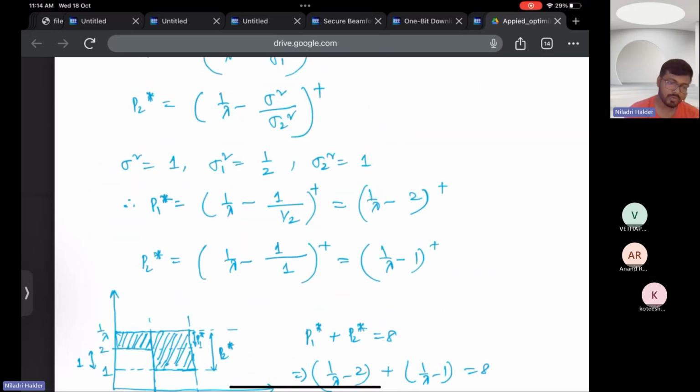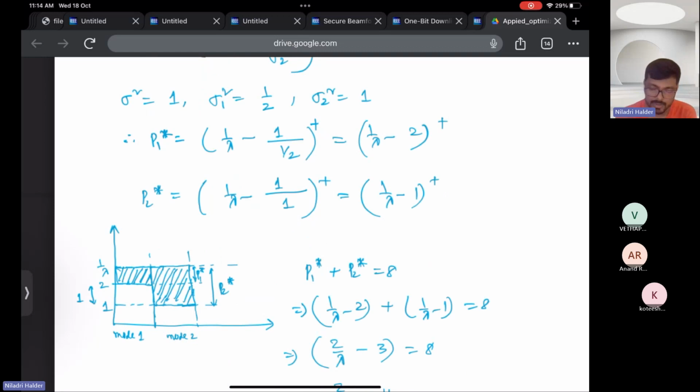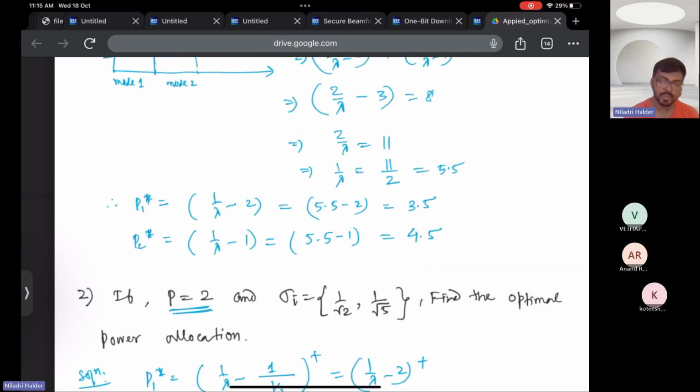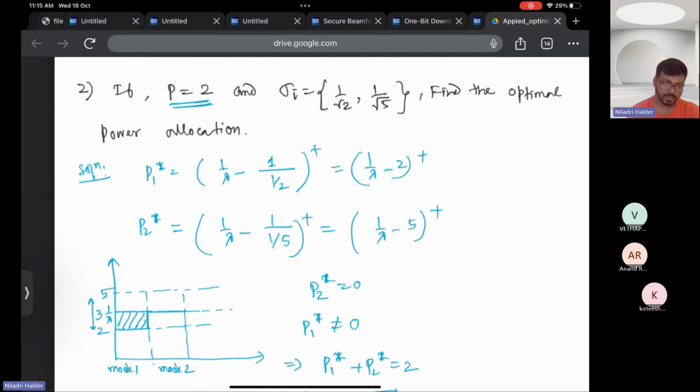So P1 star is 1 by lambda minus 2 and P2 star is 1 by lambda minus 1, and the sum of these two is equal to 8. That means 2 by lambda minus 3 equals 8, and 1 by lambda is equal to 5.5. Then P1 star is equal to 5.5 minus 2, that is 3.5, and P2 star is equal to 5.5 minus 1, that is 4.5. So these are the solutions.